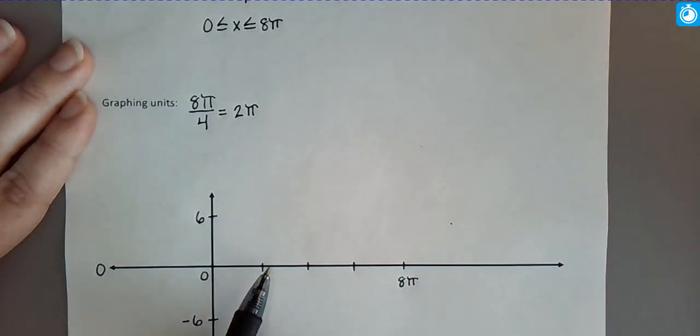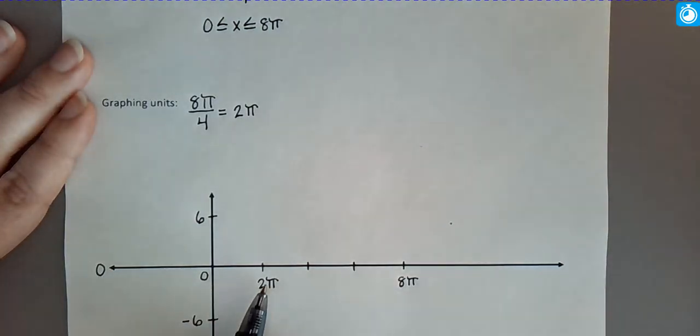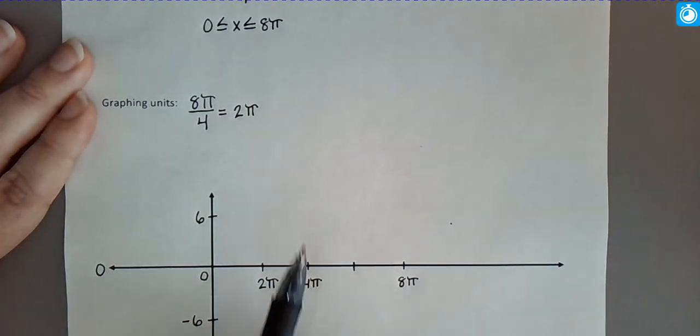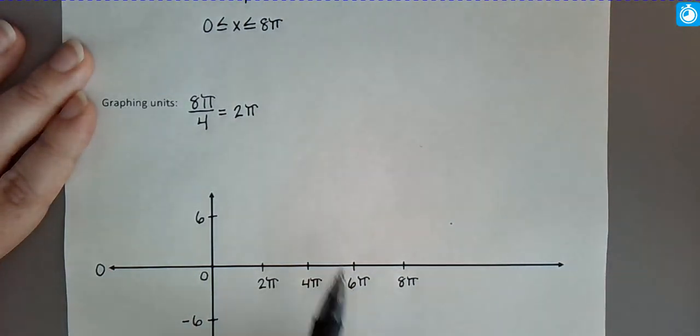So 0 plus 2 pi takes me to 2 pi. 2 pi plus 2 pi takes me to 4 pi. 4 pi plus 2 pi takes me to 6 pi. And 6 pi plus 2 pi takes me to 8 pi, which is exactly where I want to be.